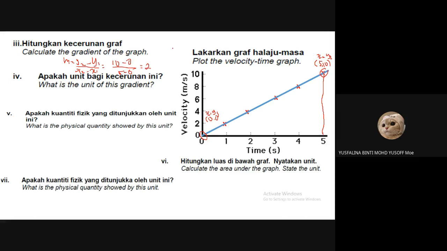Okay, so this is the gradient. And then for number 4, what is the unit? Remember, when we answered the graph for displacement against time just now, what did teacher say? If you want to find the unit for gradient, what do you have to do? You have to divide, right? Y-axis unit divided by x-axis unit.